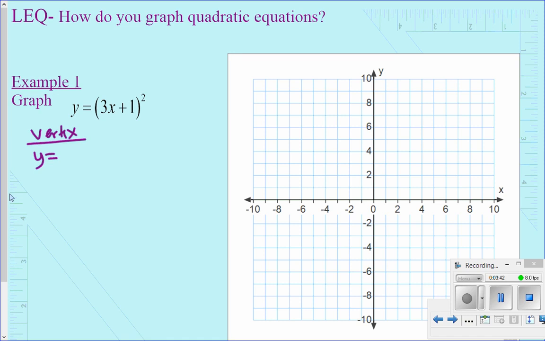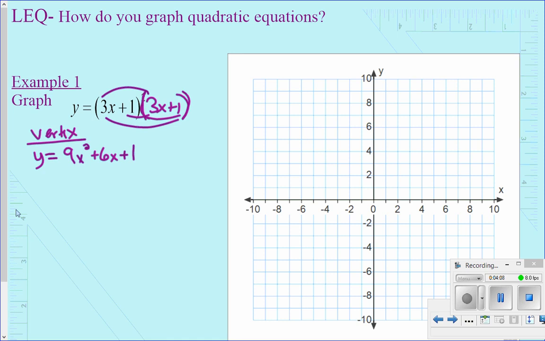So squaring 3x plus 1 gives me 9x squared plus 6x plus 1. Make sure you square that correctly. It's not just 9x squared plus 1. You need to remember the outer and the inner terms. And if you think it will help you, write the 3x plus 1 twice, and then first, outer, inner, last, or make a generic rectangle. Should give you 9x squared plus 6x plus 1.